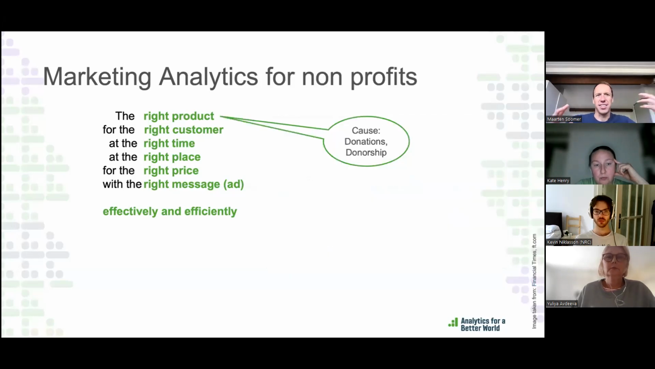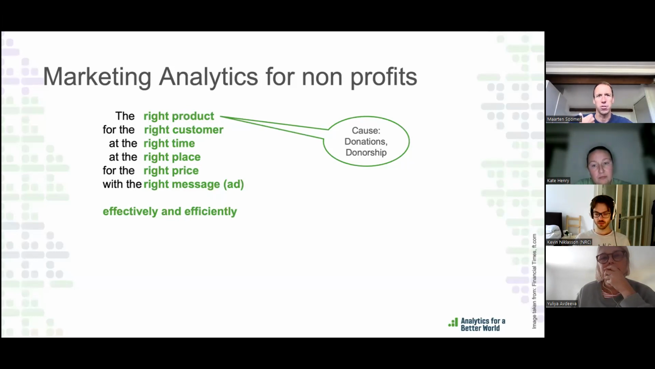What's our product and what's our customer in the non-profit situation? Well, of course, you could say that the product is the cause of the non-profit. They're helping children in need. They're helping people when there are disasters. They're helping doctors to go to disaster areas. Whatever is the cause, that's basically, in marketing terms, the product that you're selling, right?